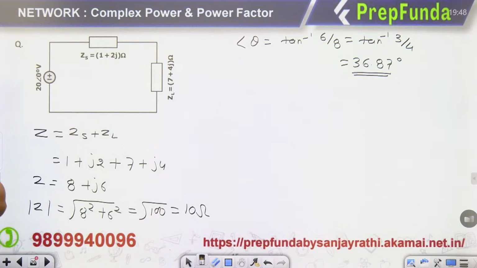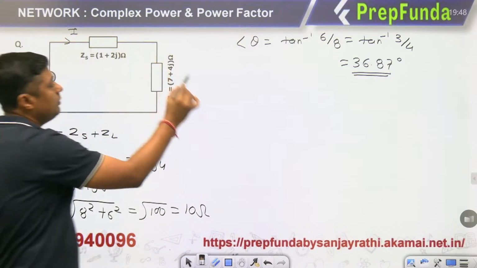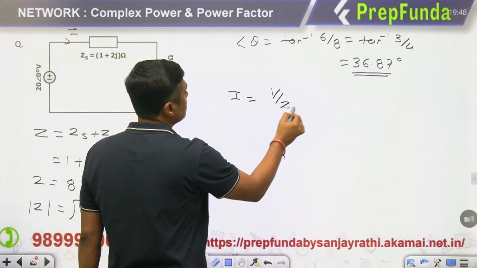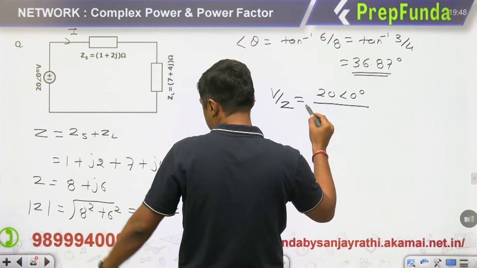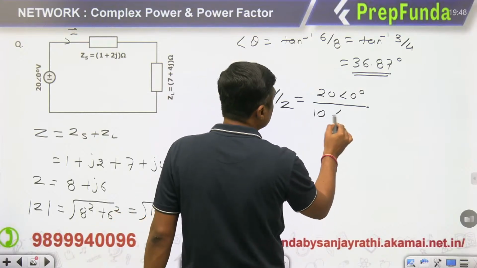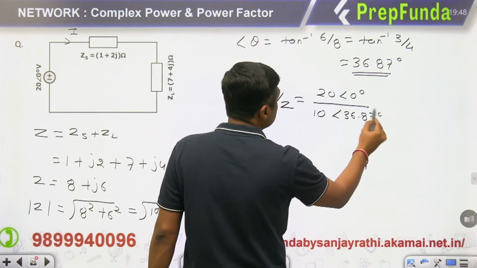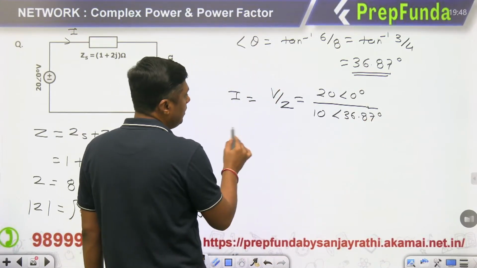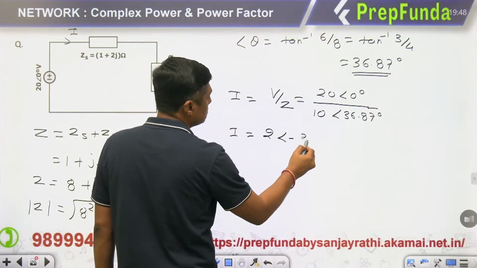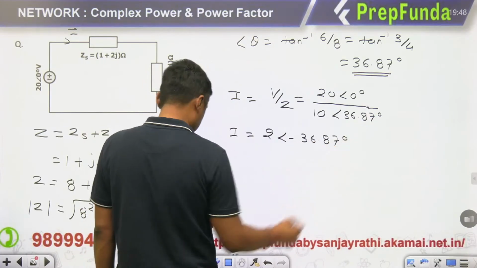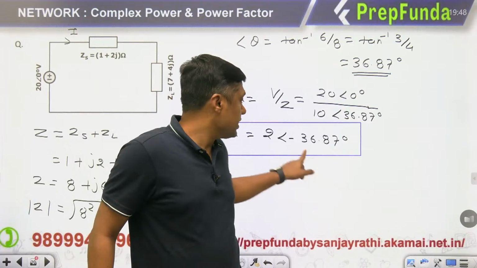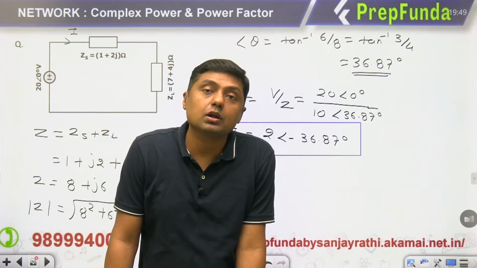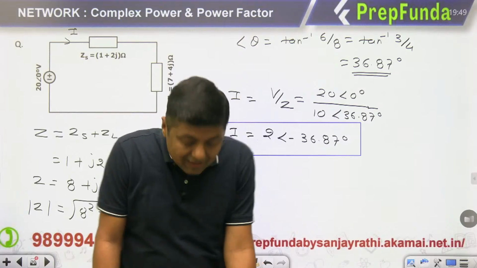Okay, now this is Z. So what is the current I? I will become V by Z. What is the value of V? 20, this is in phasor. What is Z in phasor? The magnitude is 10. Then I will become 2. I lags behind the voltage by this angle, minus 36.87. Then what is the overall circuit? Lagging. Overall circuit is lagging.